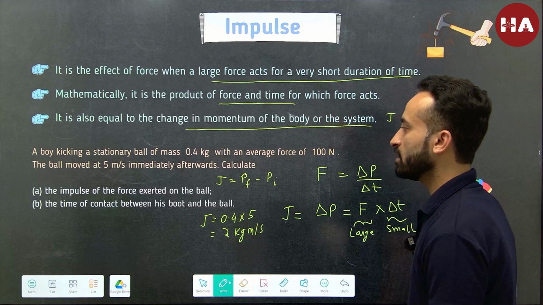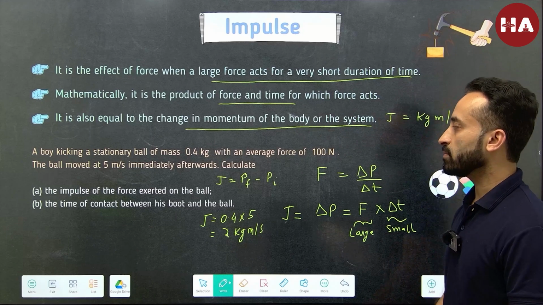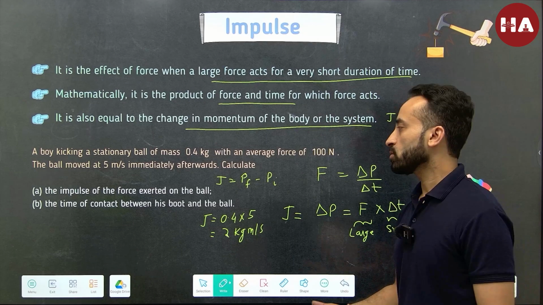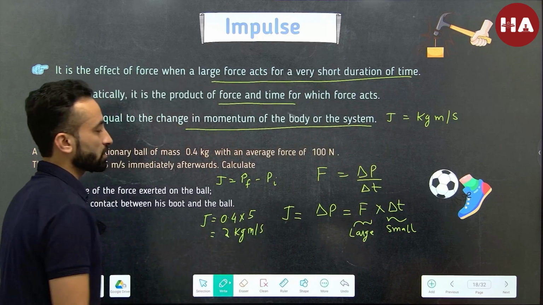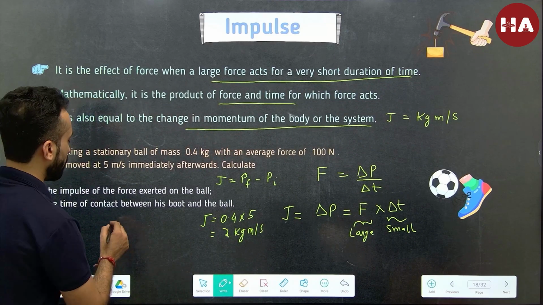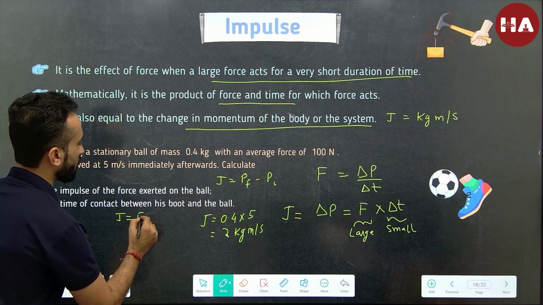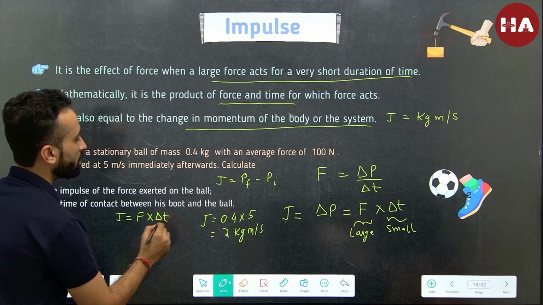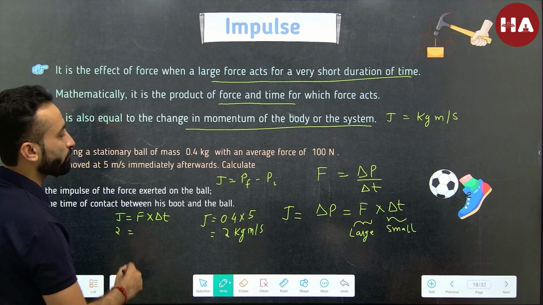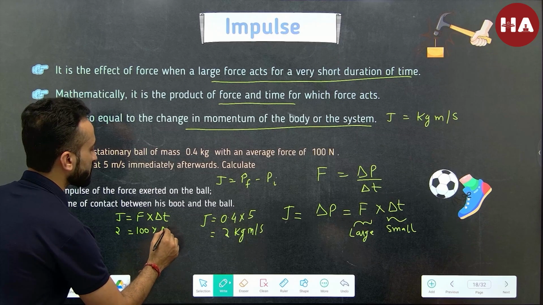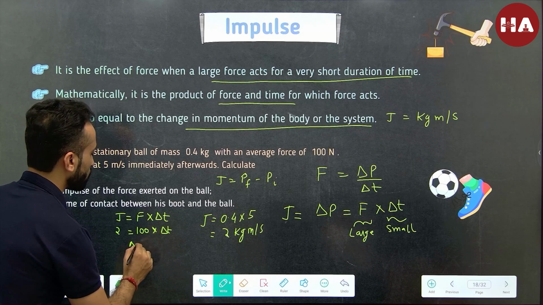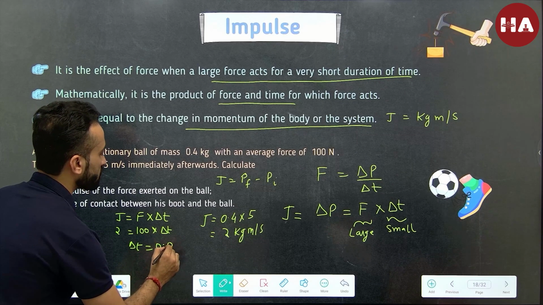That was easy. And then they are asking the time for which the foot was in contact with the ball, right? The boot was in contact with the ball. So what can we do here? We can write impulse is the product of force and time. So impulse is like 2 and force is like 100 Newton. So this will give us the time. So the time is going to be, of course, 0.02 seconds.